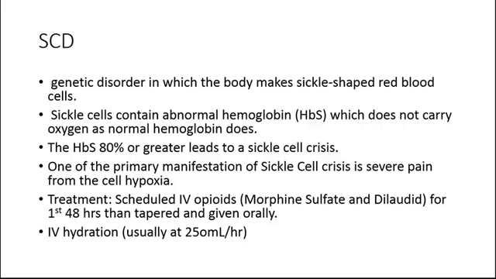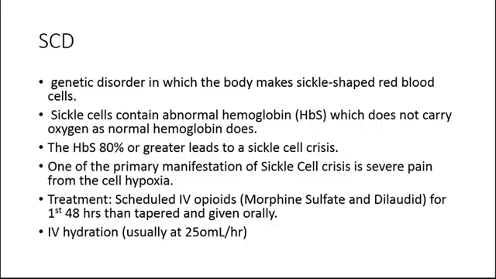All right, we say that a sickle cell crisis occurs when we have sickle hemoglobin that's 80% or greater. So when you have 80%, almost all of your red blood cells are sickled. One of the primary manifestations of sickle cell crisis, or even sickle cell disorder, because some patients are in chronic pain all the time, is severe pain from the cell hypoxia.